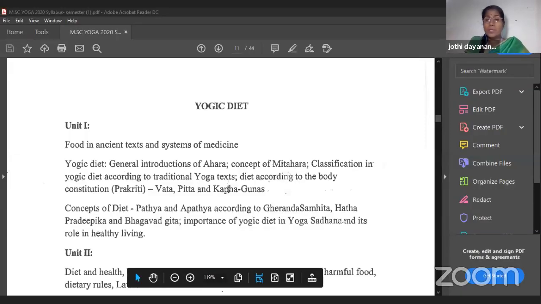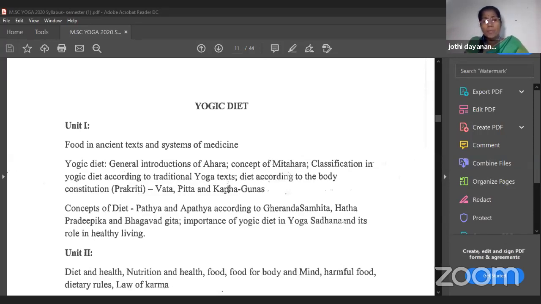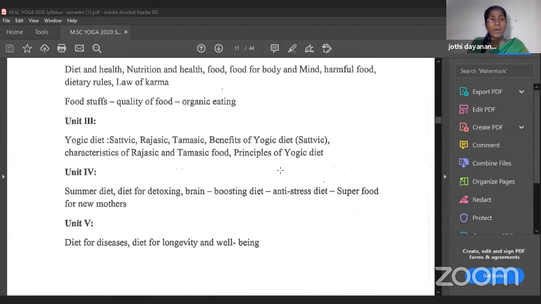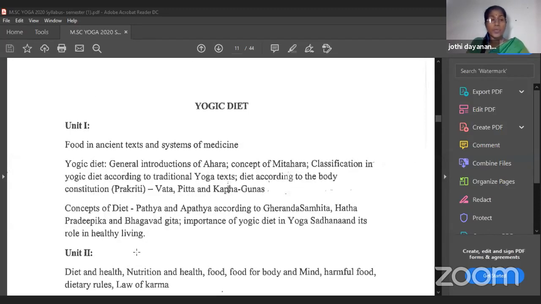So first I'll take you to the syllabus. Can you all see the syllabus now? So we have this yogic diet, which I'm going to handle. Some of you know already something about the yogic diet, but we will try to highlight it and go more in depth. The syllabus given by Sports University for MSc Yoga is very simple. It comprises a very small unit, and unit 1, 2, 3, 4, 5. Today I'll try to finish off to the maximum.